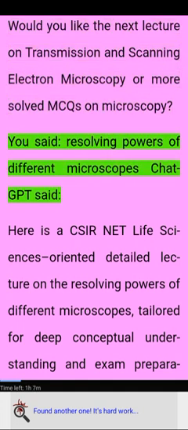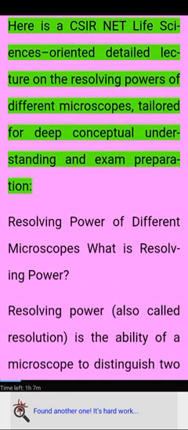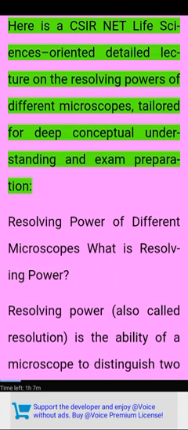Would you like the next lecture on transmission and scanning electron microscopy, or more solved MCQs on microscopy? You said: resolving powers of different microscopes. ChatGPT said: Here's a CSIR NET life sciences oriented detailed lecture on the resolving powers of different microscopes, tailored for deep conceptual understanding and exam preparation.